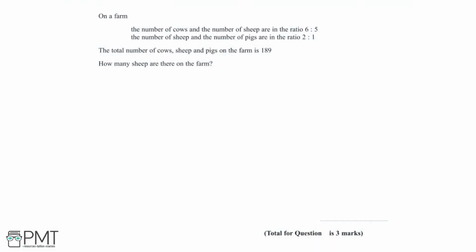In this question, we're told that on a farm, the number of cows and the number of sheep are in the ratio 6:5, and then we're told that the number of sheep and the number of pigs are in the ratio 2:1. The total number of cows, sheep, and pigs on the farm is 189, and we need to find out how many sheep there are on the farm.